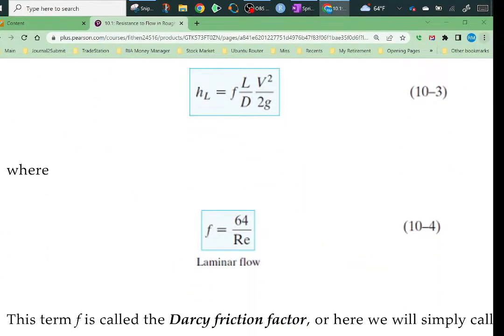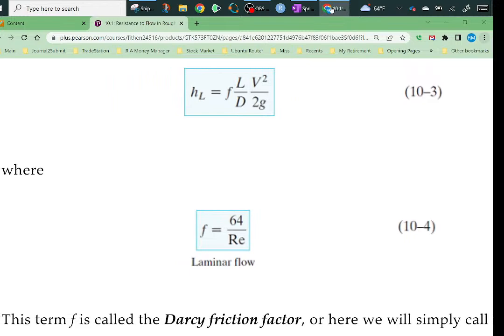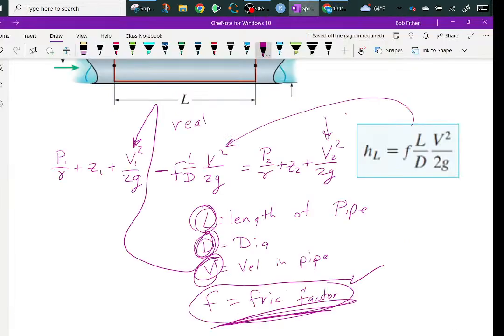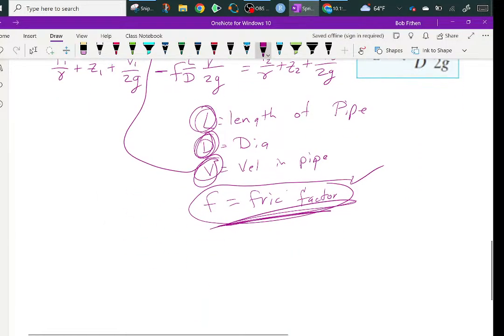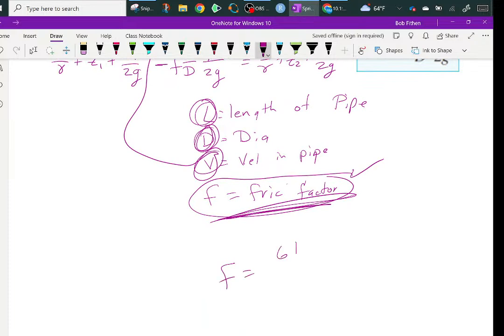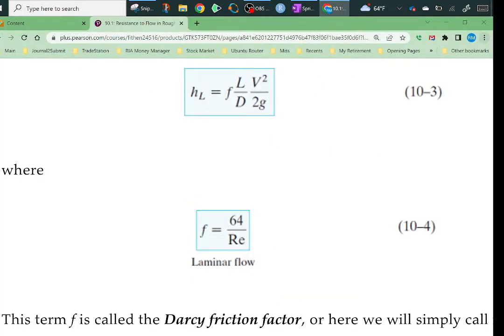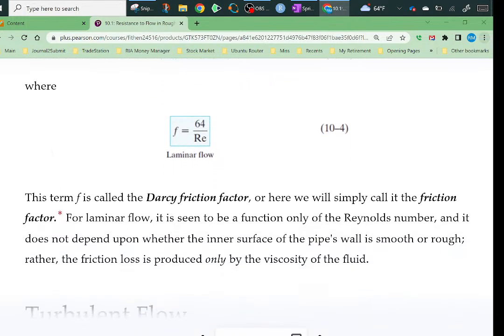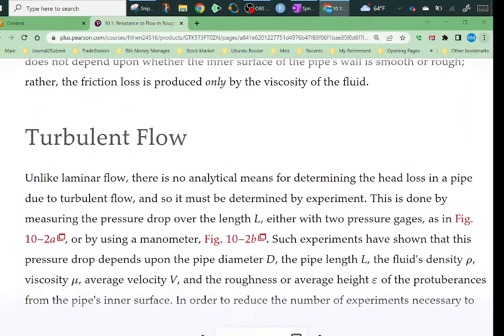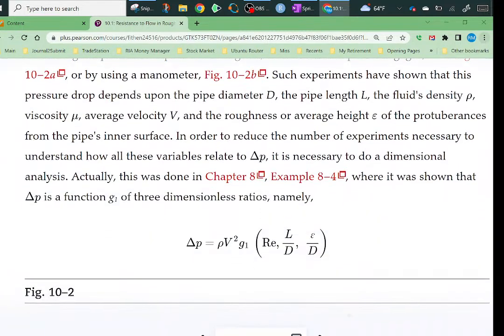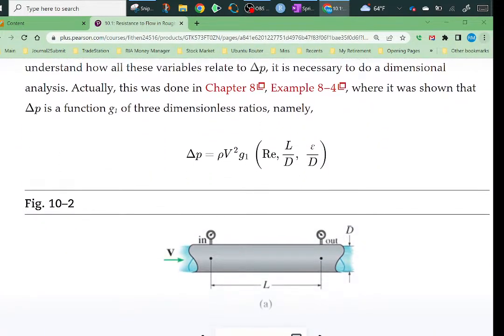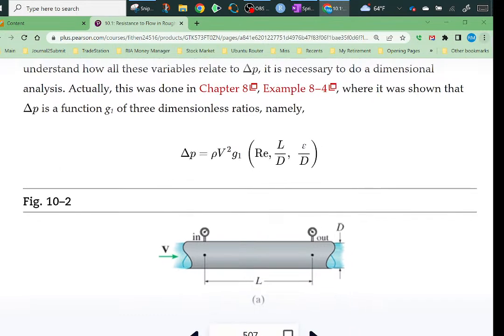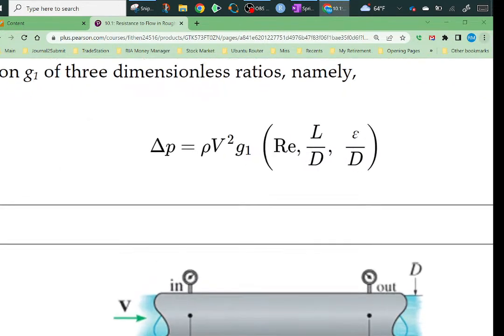It turns out for laminar flow, it's pretty easy. 64 over the Reynolds number. So if you look at it for this, that. But almost never is it laminar, it's usually turbulent. So the question is, how do you go about dealing with that?